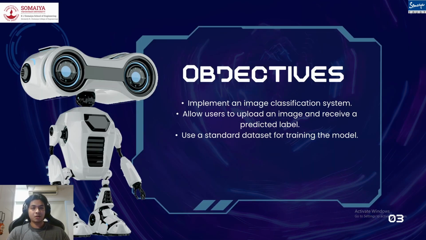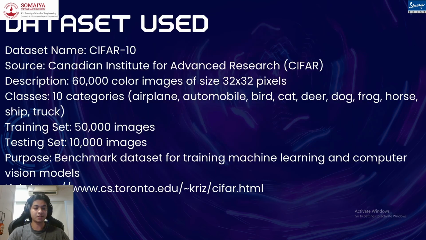The expected output of our project is simple but powerful. The user uploads an image, the model processes it, and predicts the most likely category. Finally, it displays the original image and the predicted label on the screen. For this, we've used the CIFAR-10 dataset, a well known benchmark dataset containing 60,000 color images from 10 distinct classes such as airplane, cat, dog, and truck, etc.